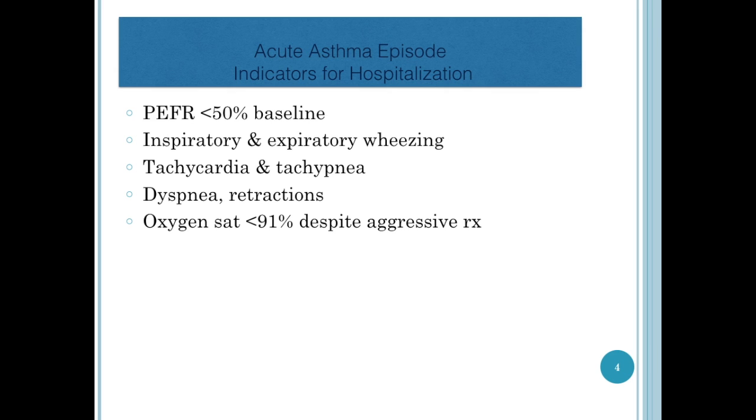If you hear inspiratory and expiratory wheezing, are they tachycardic and tachypneic? Are they having dyspnea with retractions? And are they not able to maintain their O2 sats above 91% despite all of the treatment that we've given them thus far? So this would be a child that's going to be admitted. The majority of these kids, when they hit this level of distress, will be going to the ICU. But if there is no pediatric ICU, they will come to a pediatric floor, and this is another child that needs to be very close to the nurse's station.